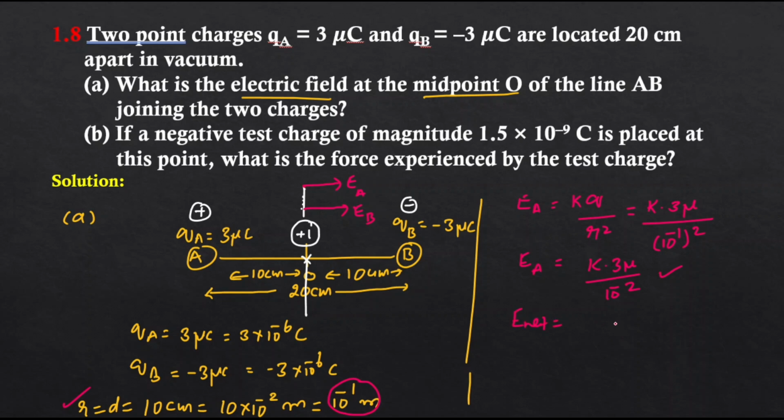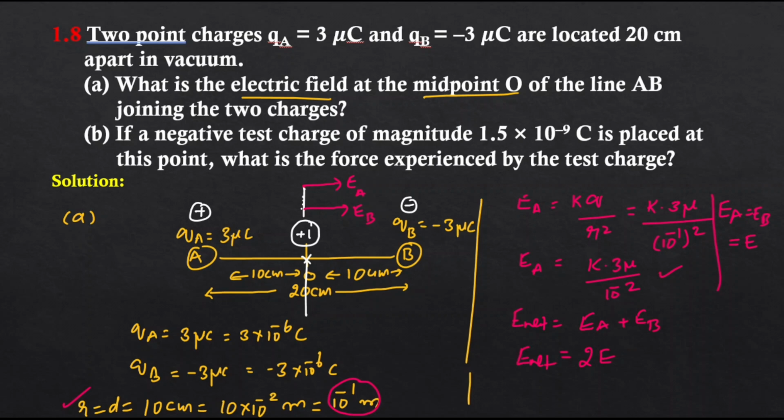E net is equal to EA plus EB. If you observe here, both are the same. EA and EB both are the same. I am writing here EA is equal to EB. I am not writing the EB value. Both are the same, so what will we get? 2 into, either you can take EA or EB, is equal to E. Both electric fields are E, so we can write directly 2E. So E net is equal to 2E.